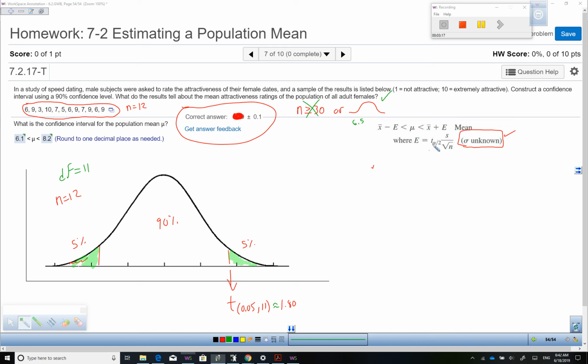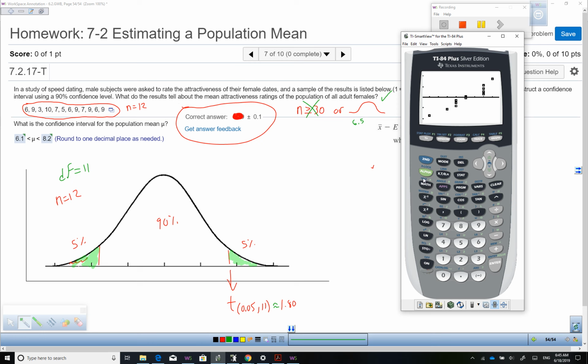To find the critical value, I need this critical value before using the formula, right? The confidence level is 90%, that is in the middle, 5% is on the left, 5% is on the right. You need to find that critical value, this T value. To find out what that T value is, let me go to second mode to go to the main screen.